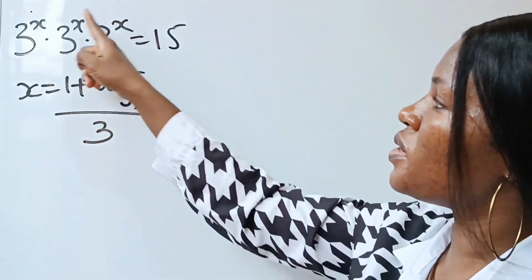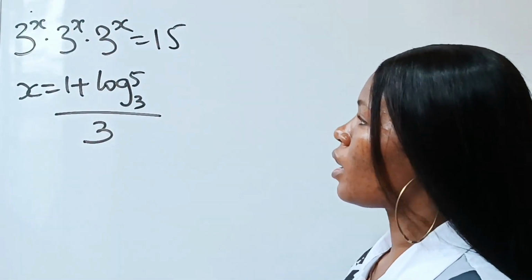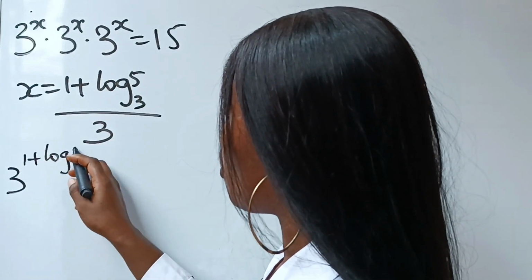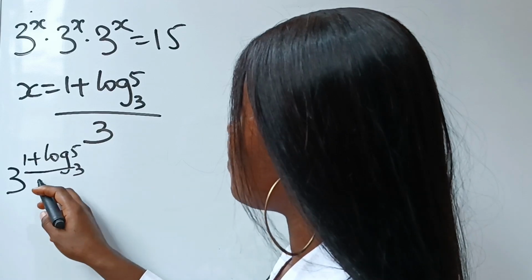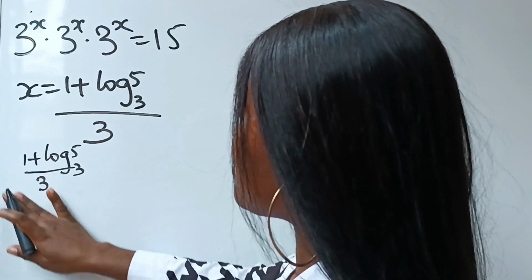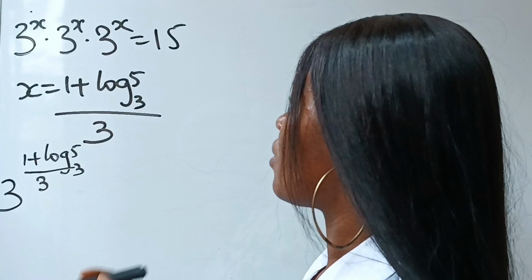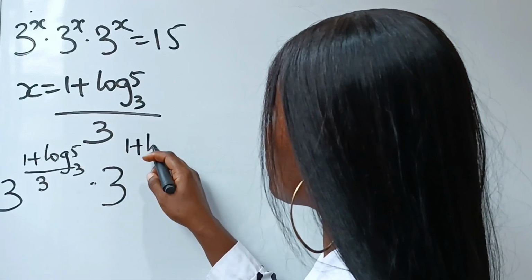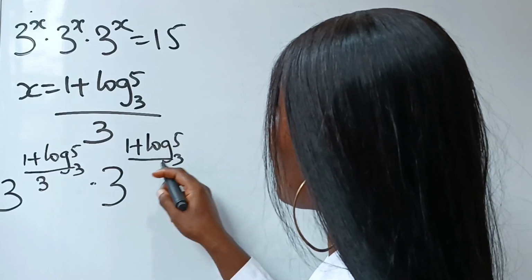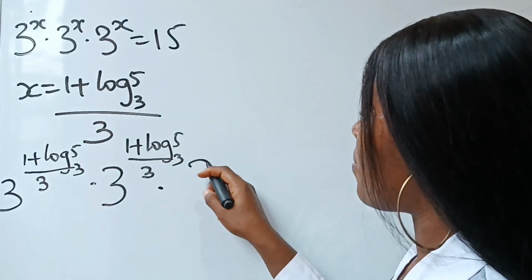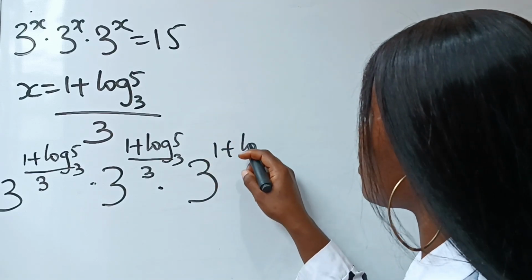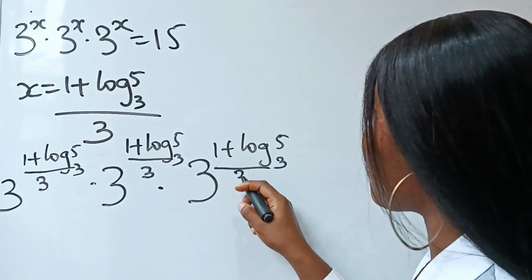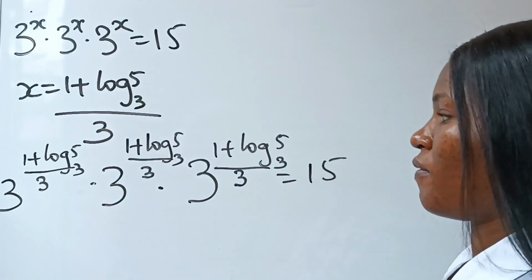This is what we got as the value of our x. Now let's substitute it into this place to prove that we are right. So we have 3 to the power of 1 plus log 5 base 3, everything divided by 3, multiplied by 3 to the power of 1 plus log 5 base 3 divided by 3, multiplied by 3 to the power of 1 plus log 5 base 3, everything divided by 3. And this is equal to 15.